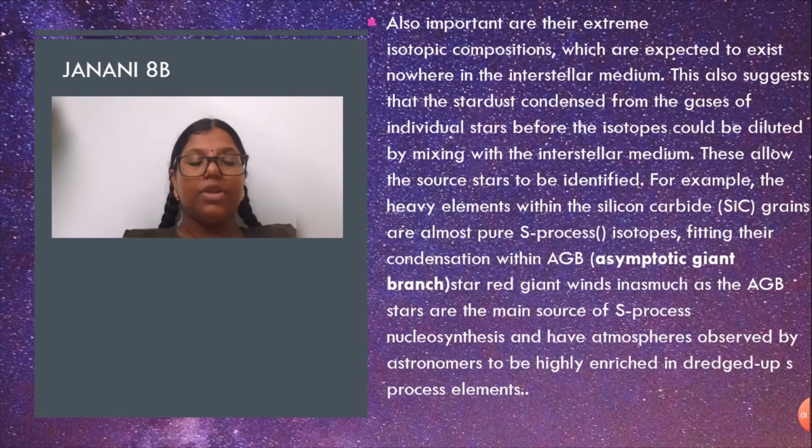For example, the heavy metals within the silicon carbide grains are almost pure S-process isotopics, fitting their condensation with the AGB star red giant. Inasmuch as the AGB stars are the main sources of the S process, they nucleosynthesize, and their atmospheres are observed by astronomers to be highly enriched in the dredged up S process elements.